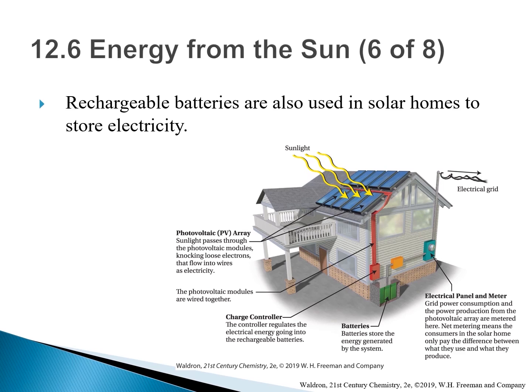In a solar home, the photovoltaic array on the roof collects solar energy, converts it to electrical energy, and sends that energy into the home. Some of the energy powers the home during the day, and the rest is stored in rechargeable batteries. Homes can also be connected to the electrical grid and sell electricity to the utility company through net metering.